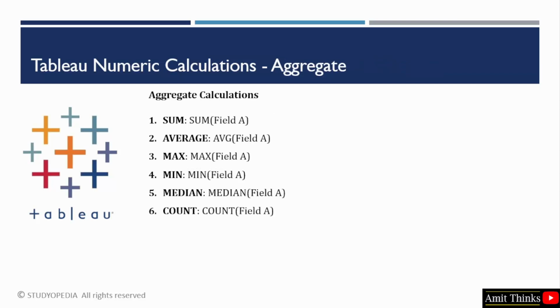Then comes your aggregate. In the previous lectures we saw that when we dragged our sales, it was sum of sales, and in one of them we also changed the aggregation level to average. So sum, average, max, min are a part of aggregate only. If you want to count the field, you can use the count method. If you want the maximum sales, you can use max. Similarly, for minimum, use min.